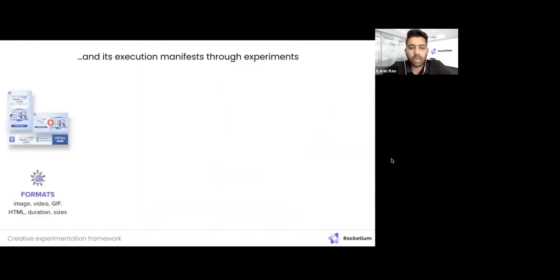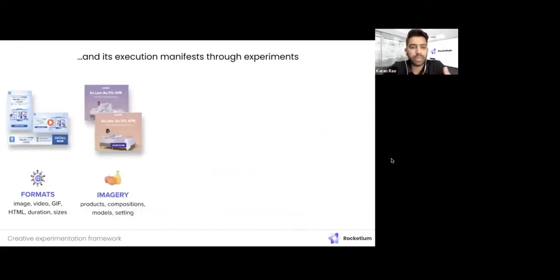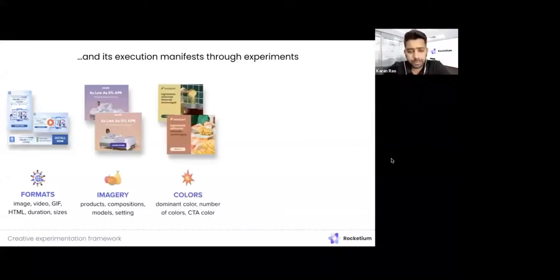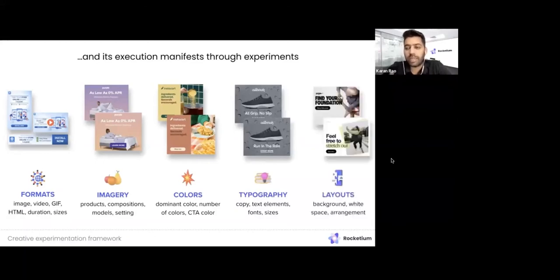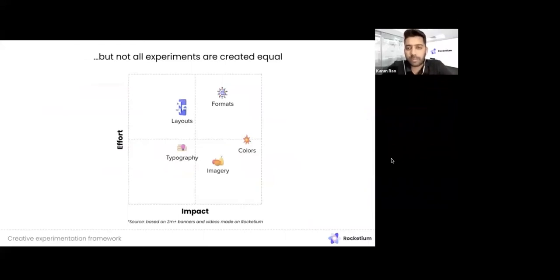So for example, you might run visuals for different formats, be it images, videos, GIFs, HTMLs. You might use different types of images like PNGs, lifestyle imagery, etc. Colors, this is an important experiment lever as well. Anything to do with typography, so fonts, the copy that you're using, the size of the font, and then finally layouts, right? How all of these elements are arranged in a particular creative. And these are all the various experiment levers that you could use across your visuals, but not all experiments are created equal, right?